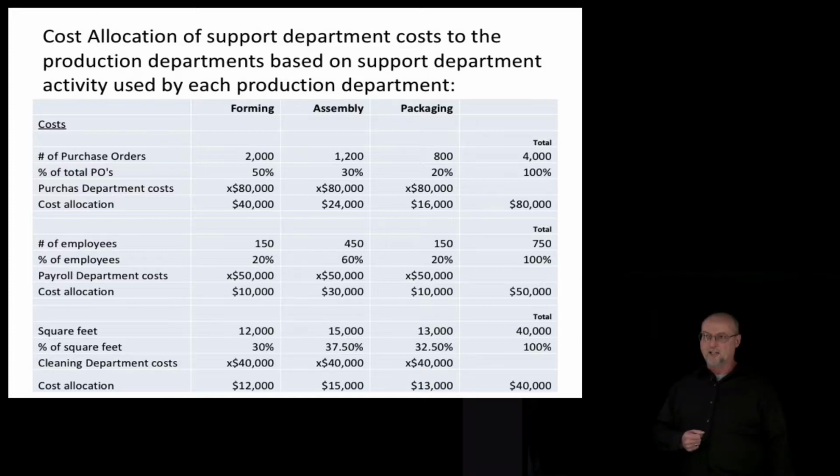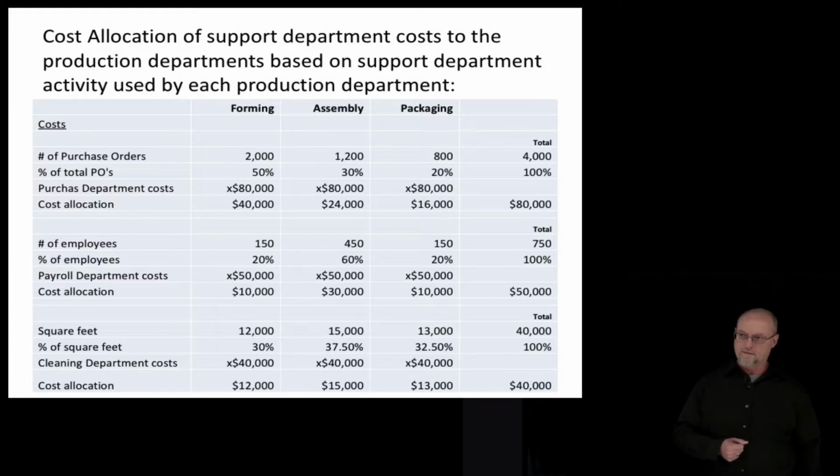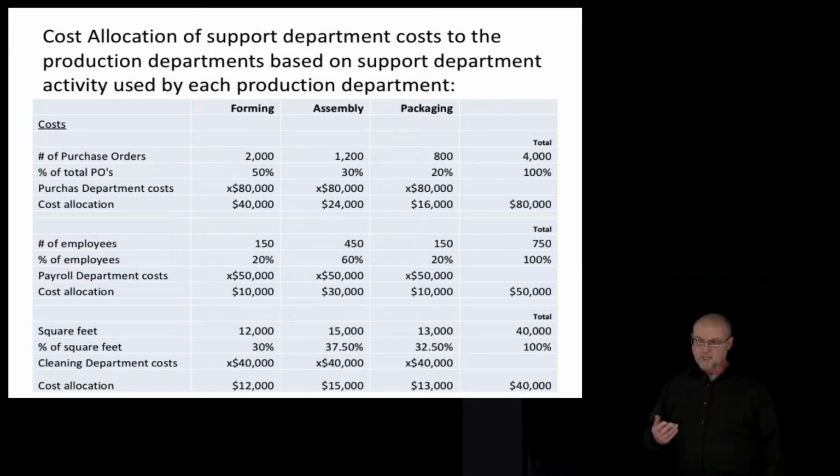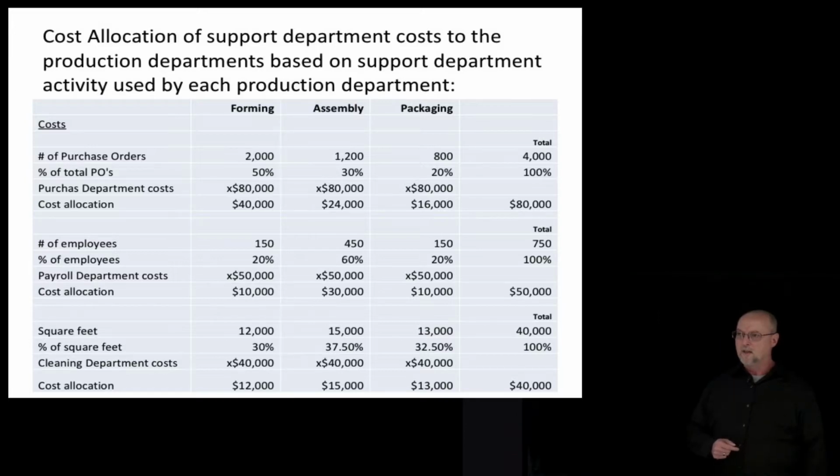And then packaging also had 150 people, which is 20%. So they get 20% of the 50,000, which is 10,000. And again, cost allocation line, we see 10 plus 30 plus 10. There's the 50,000 allocated based on the number of employees. Last, the cleaning department is allocated based on square footage.